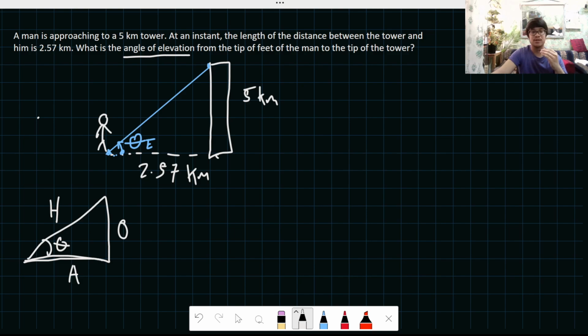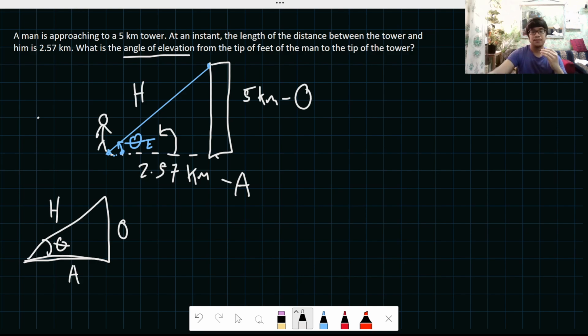that's the opposite. So now, if we're going to refer to the angle of elevation, that means this is the hypotenuse, this is the opposite, and this is the adjacent, because it's basically beside the angle A, right? So now, what we're going to do here is find a trigonometric ratio that has an opposite and adjacent.